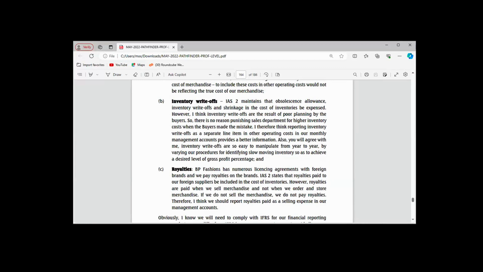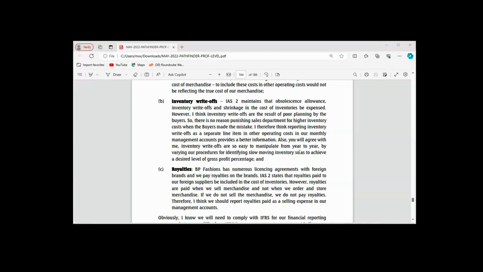IAS 2 maintains that obsolescence allowance, inventory write-offs, and shrinkage in the cost of inventories be expensed. However, I think inventory write-offs are the result of poor planning by the buyers. So there's no reason punishing sales departments for higher inventory costs when the buyers made the mistake. I therefore think reporting inventory write-off as a separate line item in other operating costs in our monthly management account provides a better information.